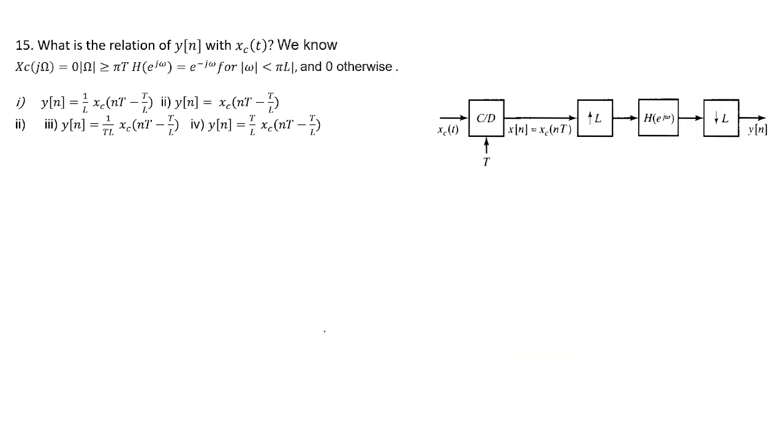So let us move to question number 15. Your continuous time signal xc(t) is sampled at sampling rate of T to obtain the discrete time signal x[n], after which it passes through an upsampler block with upsampling factor of L, then it passes through this filter, then we downsample it and we obtain y[n]. Fine. So let us move.